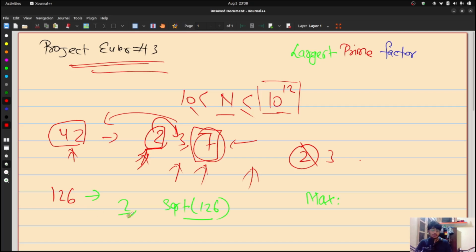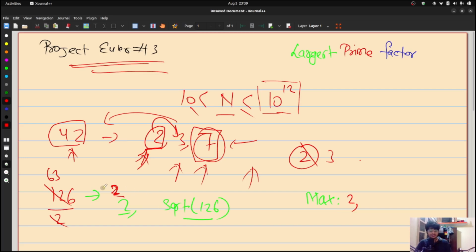Now let us start with 2. Since we are iterating from 2 to the square root of 126, our first number is 2. Does 2 divide 126? Yeah, it divides 126. So what will be the result? It will become 63. So yeah, my first prime factor which divides 126 was 2. So I will take 2 as my answer, and I will go further to 3.